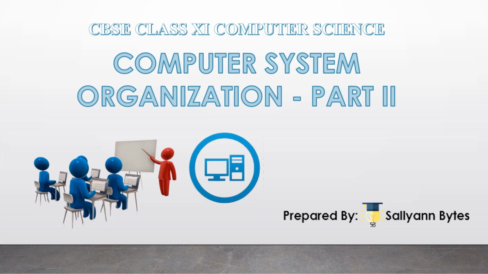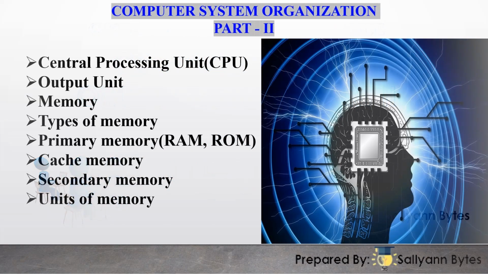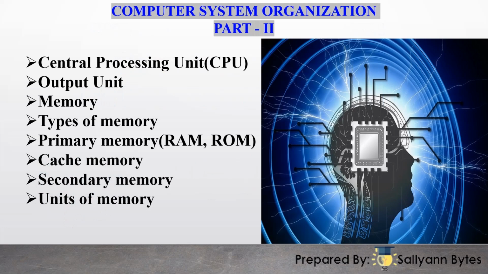This video includes CBSE Class 11 Computer Science Chapter 1, Computer System Organization Part 2. In this video, I will be discussing various aspects of computer system organization, such as Central Processing Unit, CPU, Output Unit, Memory, types of memory, primary memory, RAM, ROM, cache memory, secondary memory, and units of memory. So, let's dive in and get started.